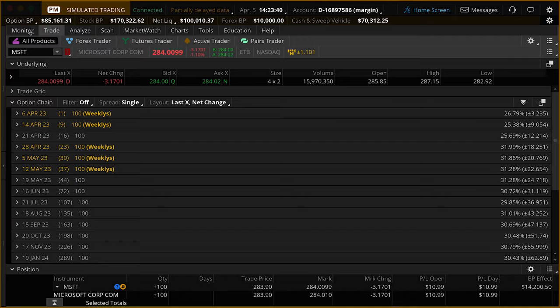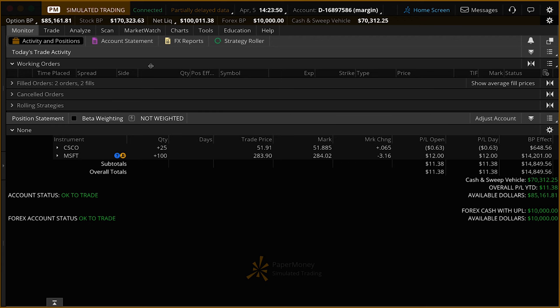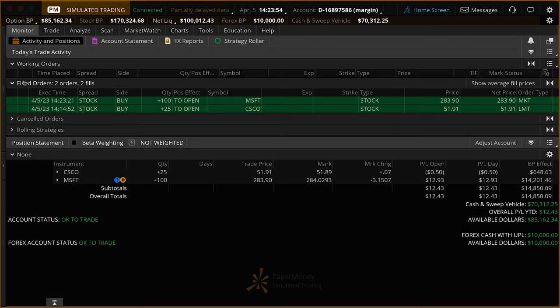Well, we're going to go up here to the monitor tab, to the activity and position sub-tab, and you'll notice we see an area here called today's trade activity. We have a working order section. Now, none of ours are working. They both filled. And we have a filled order section. You can see we have two fills. Let's go ahead and open that up.